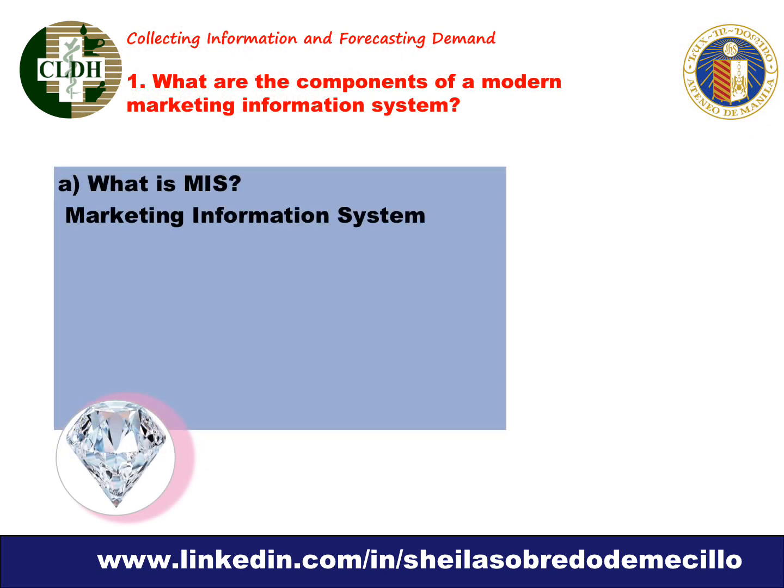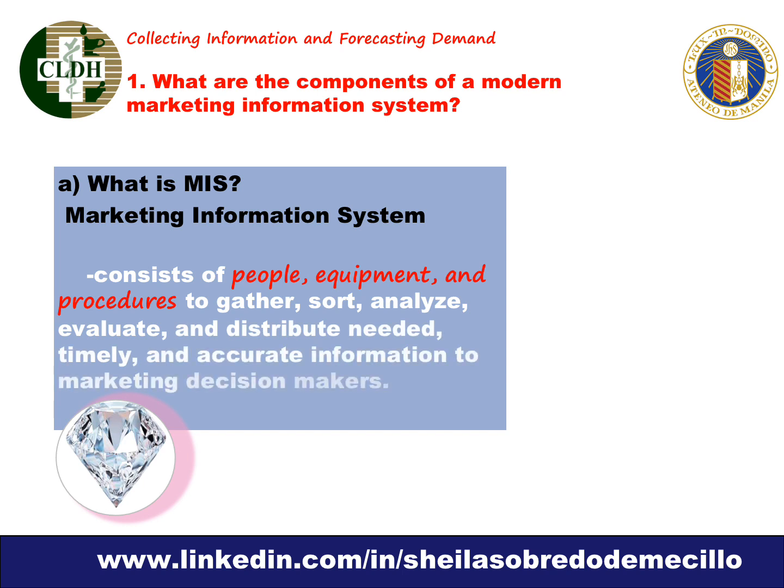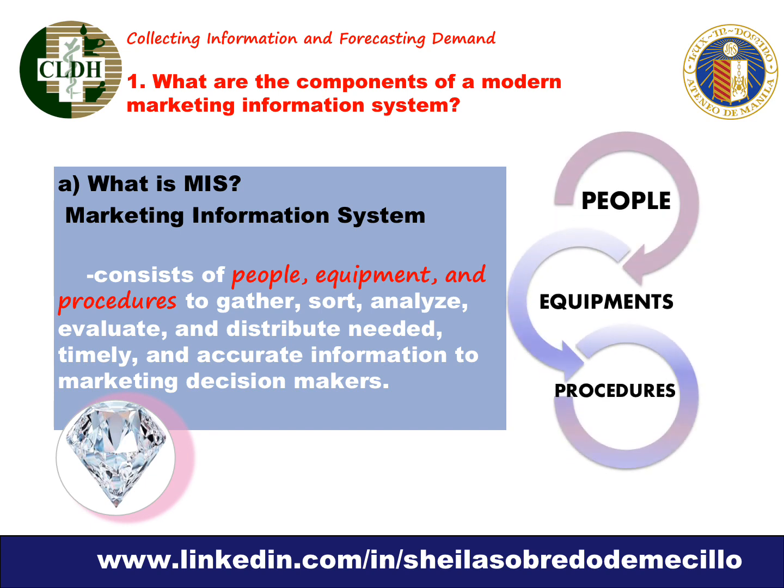What are the components of a modern marketing information system? So, first, a marketing information system consists of people, equipment, procedures to gather, sort, analyze, evaluate, and distribute needed, timely, and accurate information to marketing decision makers.